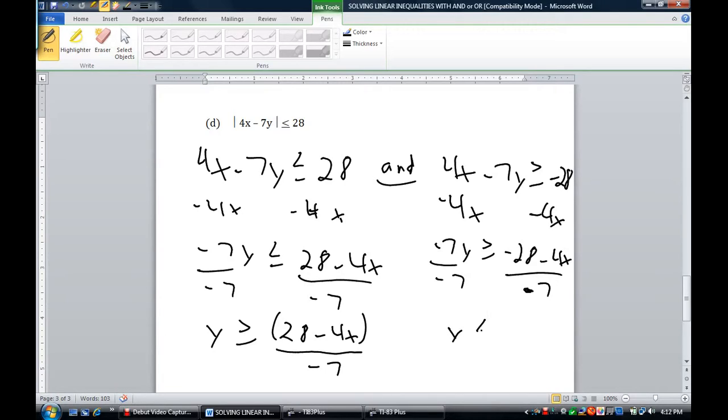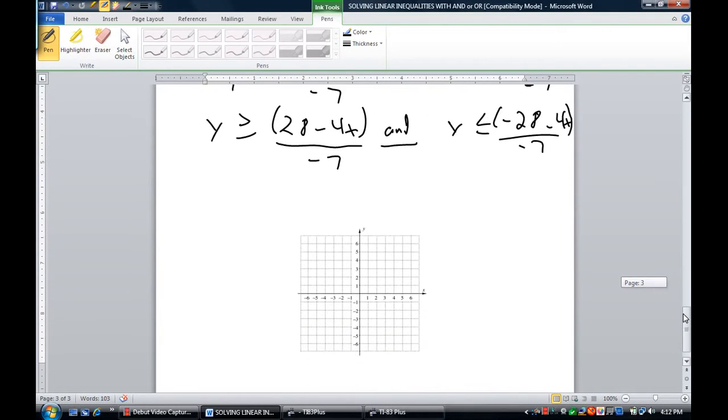The inequality sign is going to change directions. And so we just leave the right side as it is. Just that when we type in the calculator, use parentheses around the numerator. And don't forget, this is an AND. We're looking for an intersection or the overlap.